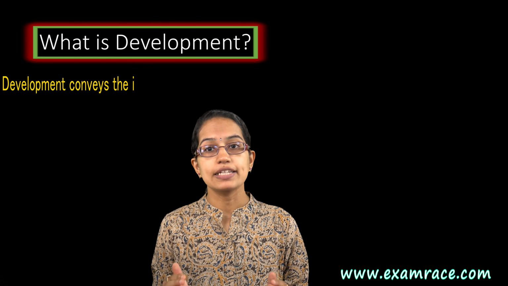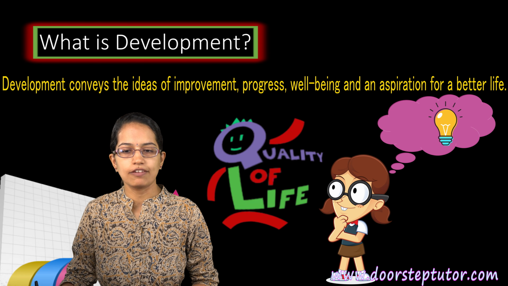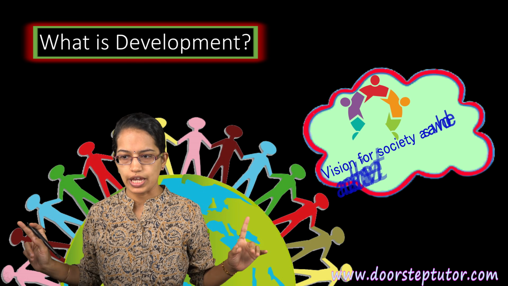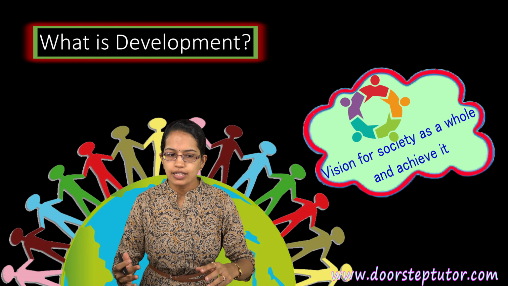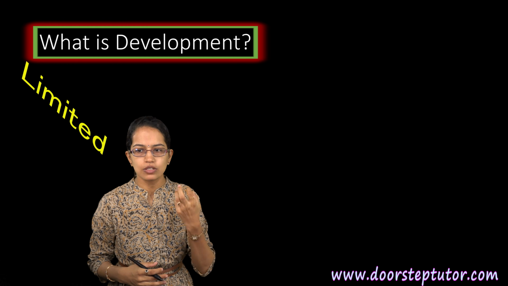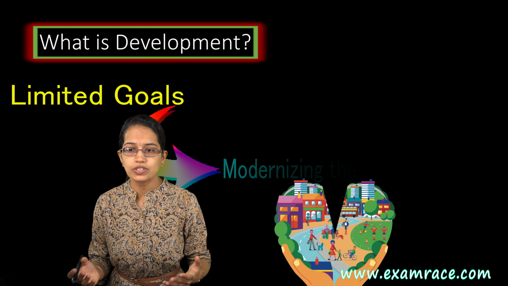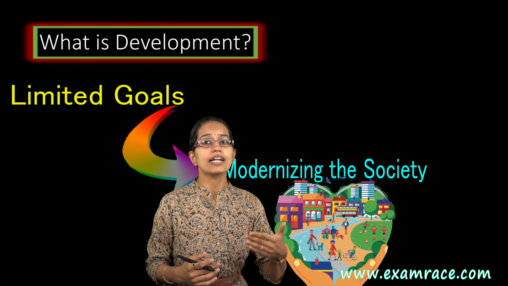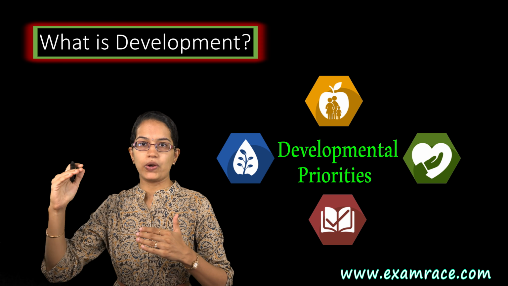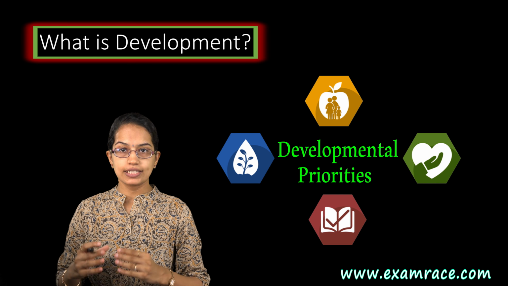So simply put, development is a progressive thought with a directional growth, and the idea is a better quality of life. Now in a society, what do we understand? We have a vision for the society, how it progresses as a whole, and what best we need to achieve from this society. However, in this process, we do have some limited goals, which could be in the form of the rate of economic growth or the modernization of the society. But there are definitely developmental priorities that we take into account, and when we have certain developmental priorities, we focus on achieving those goals by completing the targets that are laid down.